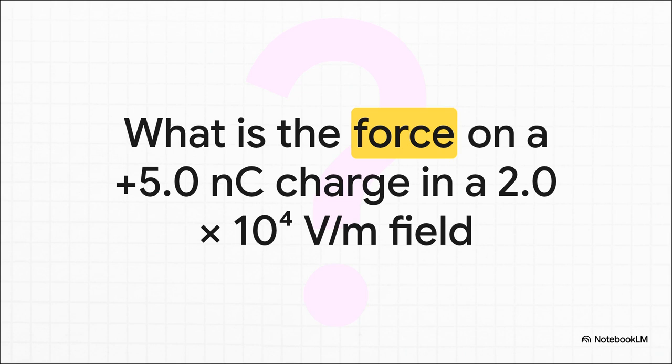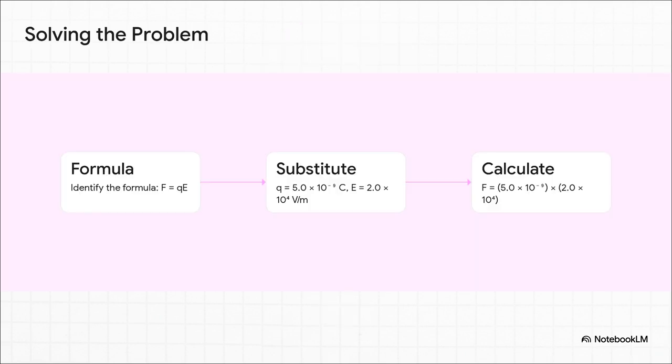Okay, time for a worked example. We've got that uniform field we talked about, we know how strong it is, and we're dropping a little positive charge right in the middle. The question is, what's the force it feels? To solve this, we just need to rearrange our main formula. Force, F, is just charge Q times the field strength E. We're given the charge is 5 nanocoulombs, that's 5 times 10 to the minus 9 coulombs.